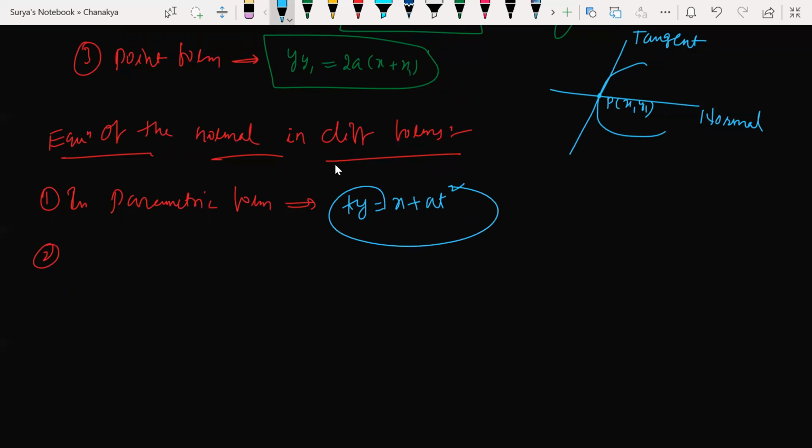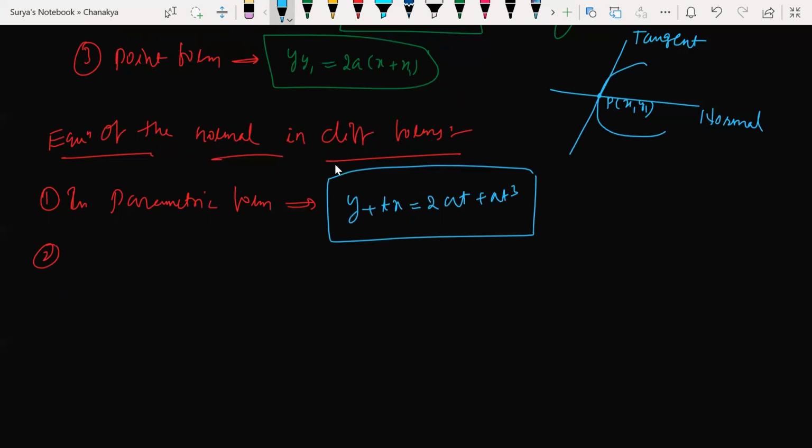So from this I can find out the equation of the normal in parametric form. From the tangent you can find out the normal very easily. That is y plus tx is equal to 2at plus at cubed. This is my equation of the normal in parametric form. Sir, how did you get this? I'm telling you again. If you know the tangent equation, you can just derive it very easily. Okay? Getting my point?